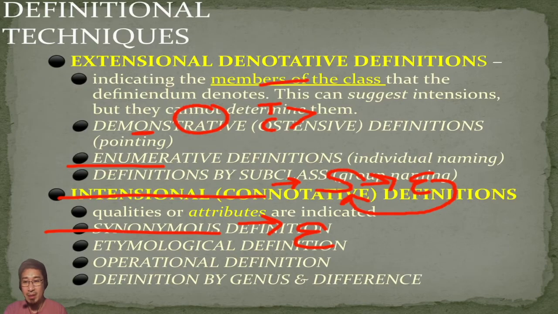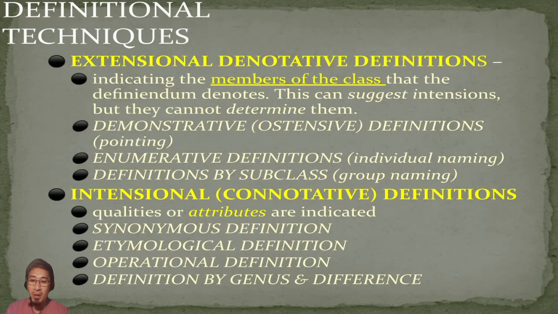Now, punta tayo ngayon sa techniques for definition. For extensional application na to, this becomes more specific na. We try to apply the extension of terms and then the idea of denotation to definition. For extensional denotative definition, we only have 3. These are demonstrative, enumerative, and then definitions by subclass.